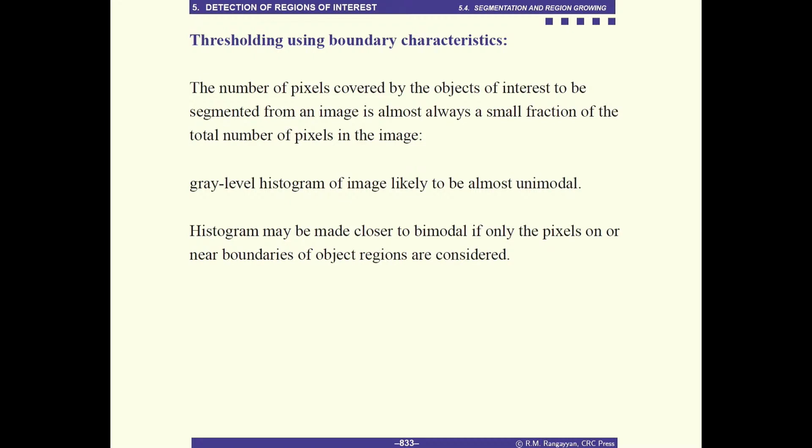So if this is one of these objects, I'll take a number of pixels outside and inside. So there are a few pixels inside the object and a few on the outside, meaning background. So take a bunch of object pixels and a bunch of background pixels of almost equal number and make their histogram.